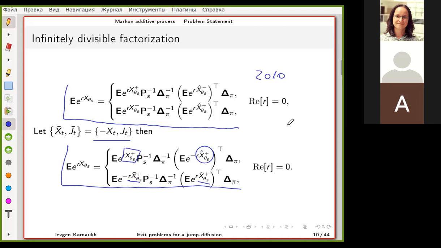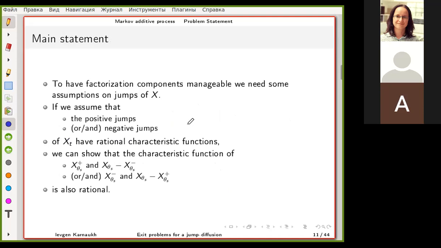So using the assumption that our positive jumps have rational characteristic function, we can show that the moment generating function of x plus killed at rate s also has a rational characteristic function. This is our main result. To provide a strict proof, we need some technical restrictions.